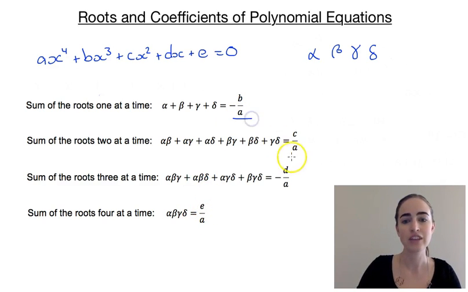So when you start looking at these, you can see the pattern that's emerging, and the pattern would continue for polynomials of degree 5, 6, 7, 8, forever. All right, let's have a look at a couple of examples.